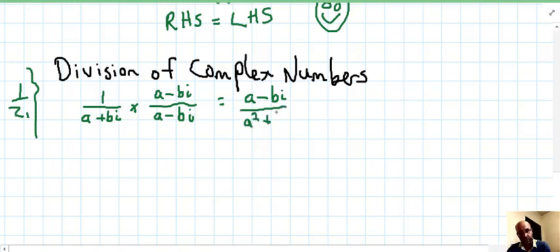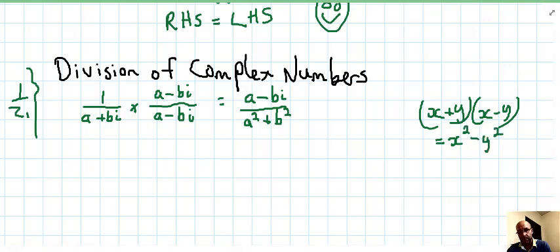You might need to show some extra steps, but you should know the algebraic identity anyway, that x plus y times x minus y is x squared minus y squared. And you might say, but that's a plus sign you've just written. But remember, when you square the i part, it's negative 1, so that changes the minus to a plus.